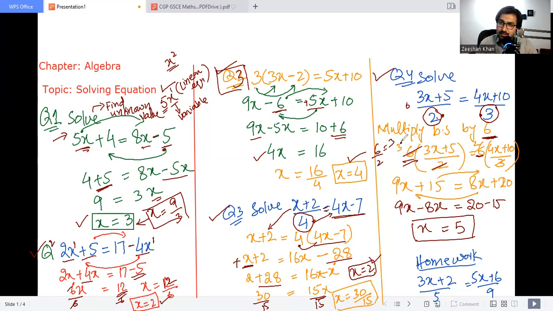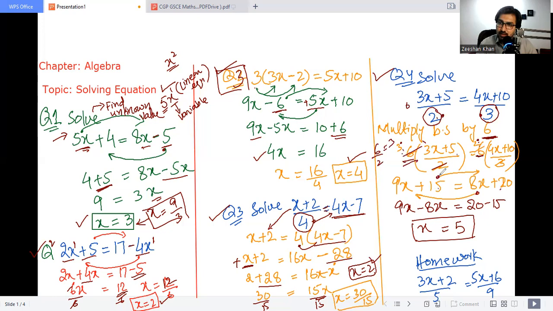Now we will multiply this 3 inside the bracket. So it will become 3 times 3 is 9x, 3 times 5 is 15. And we will multiply this 2 inside the bracket. So 2 times 4 is 8x, and 2 times 10 is 20. Again, we will apply that rule. We will keep the x terms on one side and the numbers on the other side. So I want to shift this 8x to the left side, and I want to shift this plus 15, which is a number, to the right side.